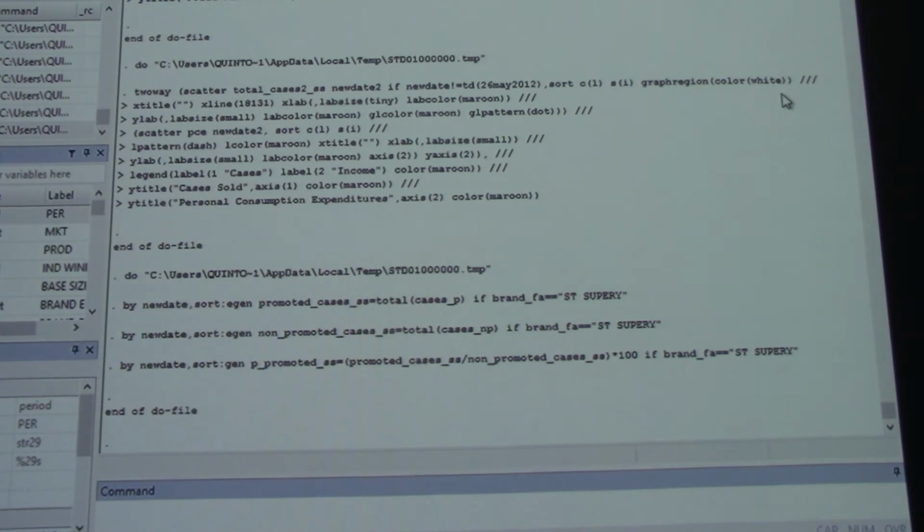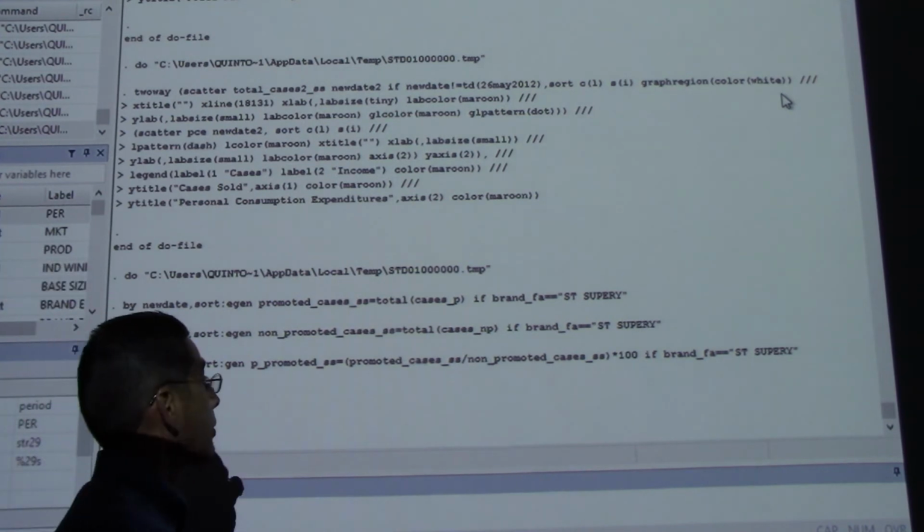Okay, so for the first one, I'm going to construct a variable of just promoted cases. So how do I do that? For each period, for every new date, or date, whatever we called it, tell me how many cases were sold on promotion. And how do I distinguish between promoted and non-promoted?